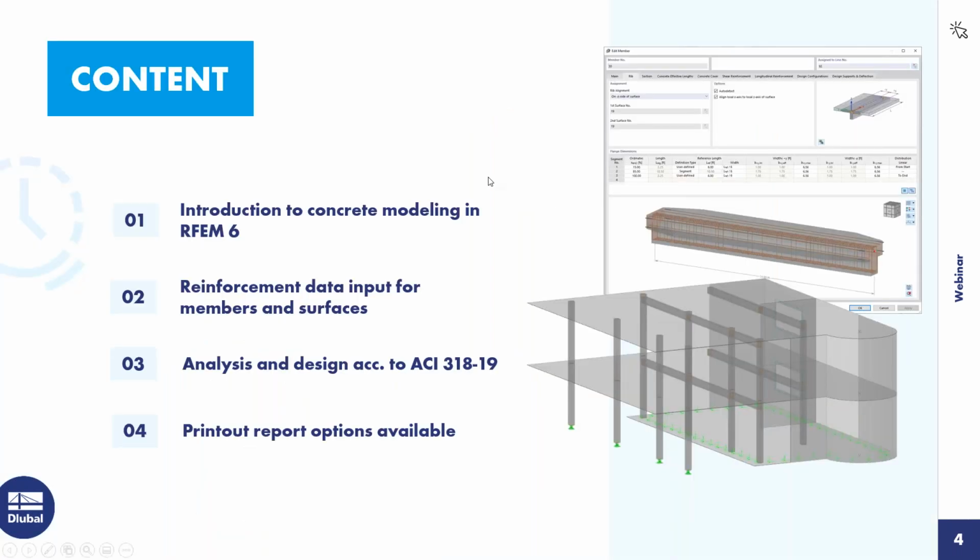As far as the content over the next hour today, we're going to move through a couple of examples, and we'll be working in our new FEA program, RFEM 6, as well as utilizing the concrete design add-on. So I'll give you a quick introduction to concrete modeling within our program. We'll take a look at reinforcement data input for both members and surfaces. We will be running an analysis and of course design according to the ACI 318. And finally, at the end, I'll show you a few printout report options that are available within the new program.